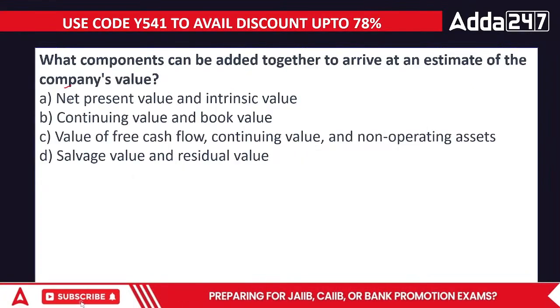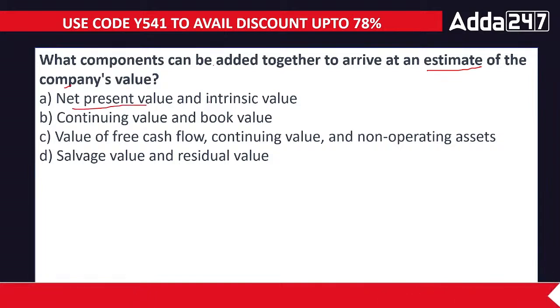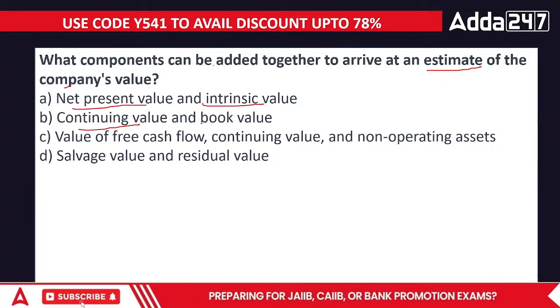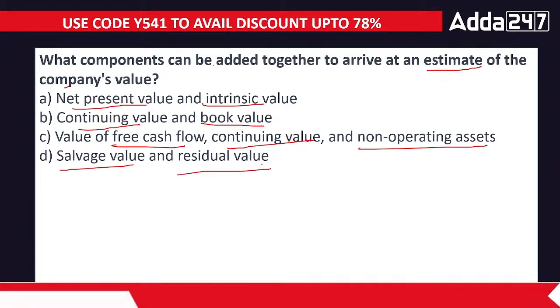What components can be added together to arrive at an estimate of the company's value? NPV and intrinsic value, continuing value and book value, value of free cash flow, continuing value, non-operating assets, salvage value, and residual value.